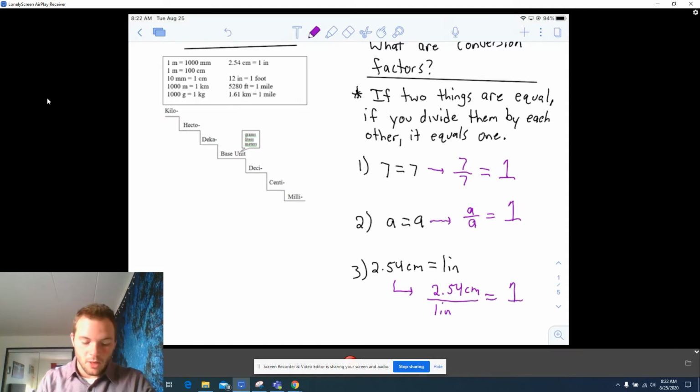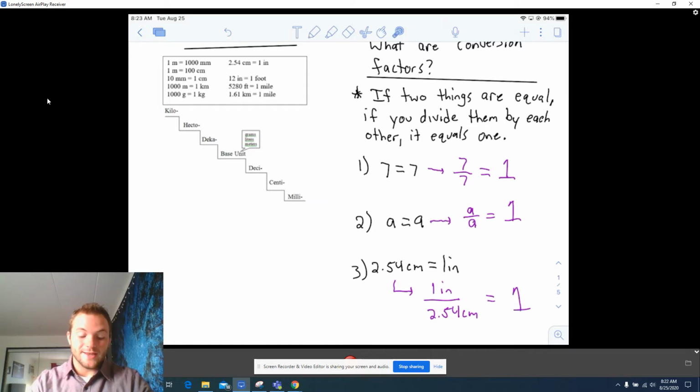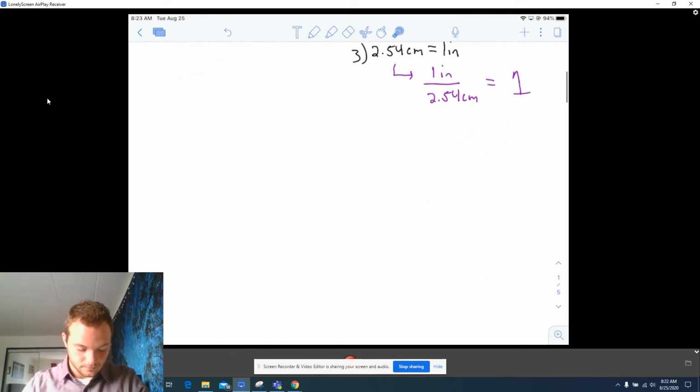So this may trip some people up because you see some units in here and it still equals 1, but that's okay. You should also know if I was to flip this and do 1 inch divided by 2.54 centimeters, this also equals 1. So this is what we call a conversion factor. Conversion factors are what we use to convert units, and the logic can be used to do very long problems and even advanced problems.